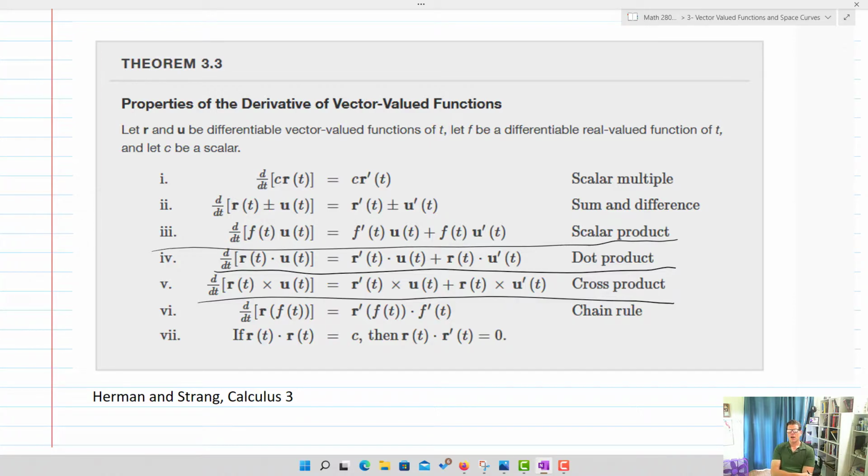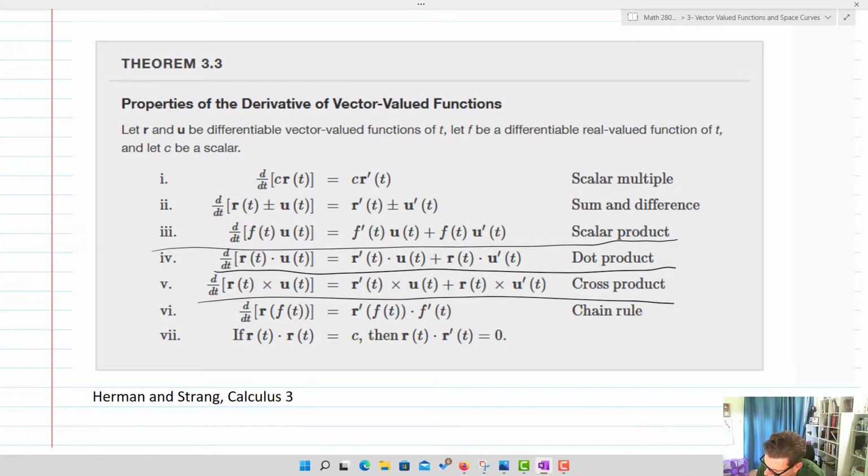As we're working with these properties of the derivative for vector valued functions, just remember that they're there. I'm going to be bringing them up. It's like, okay, that's what happens when I take the derivative of the dot product. It does something a little bit different. That's a bit more like the product rule.